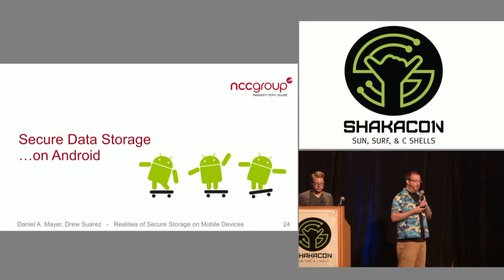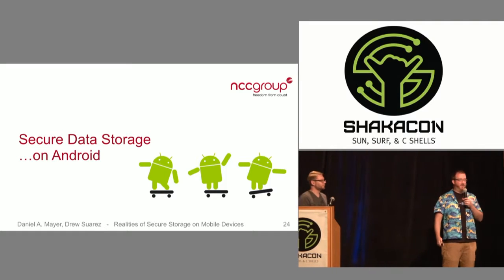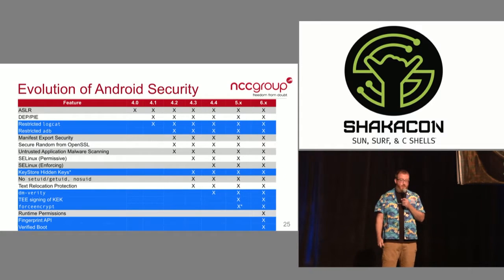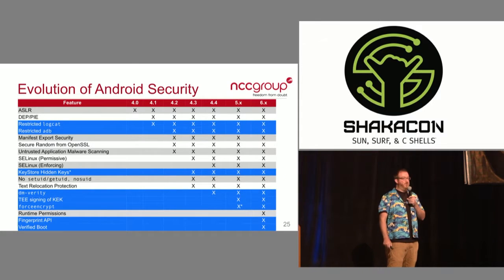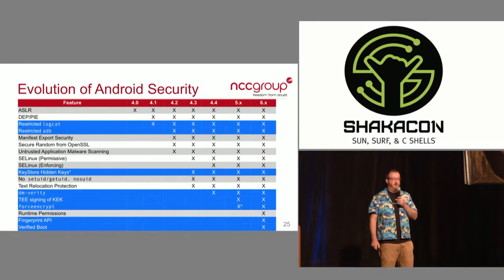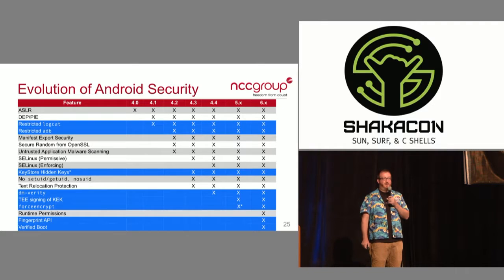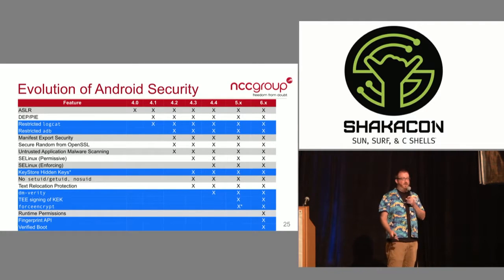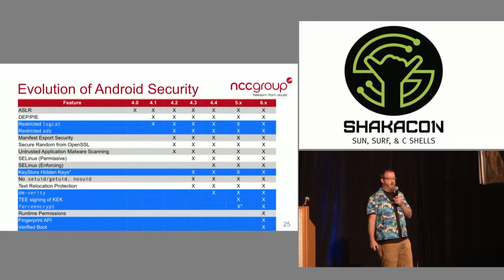Thanks, Daniel. So let's look at how Android handles the similar things that Daniel just talked about for iOS. Here's a table of the evolution of Android security that we put together. And of particular interest to this talk are the items in blue, which pertain to secure data storage. But as you can see, a lot of security features have come with each revision of Android. You get a little bit stronger, a little bit better.